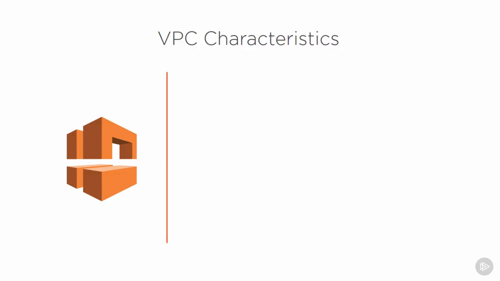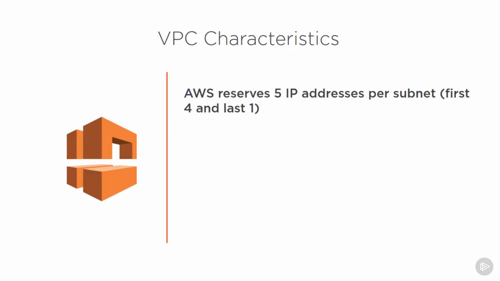From a VPC characteristics perspective, there are a few things that you should know. For starters, AWS reserves 5 IP addresses per subnet, the first 4 of every subnet and the last 1 of every subnet. They reserve those for management purposes, for example, the gateway. So just keep that in mind because this could very well be an exam question.